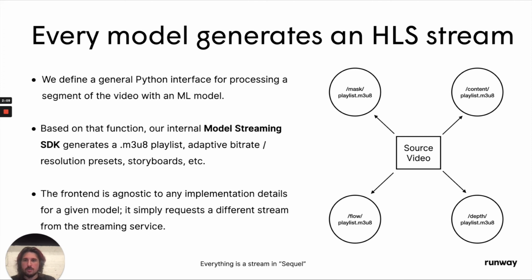That could be an optical flow model, a depth prediction model, or a stylization model, or there's a variety of different models that we use inside SQL. And the idea is that by just defining that function for processing a segment of video, we then have functionality that comes from our model streaming SDK for automatically generating playlists, creating different presets in bitrate and resolution, creating storyboards that summarize how this ML model processes this video, or requesting individual frames of the video when we seek to different parts of the video. The main thing to consider is that the front end is completely agnostic to any implementation details for the model. It simply requests a different stream from our backend service.